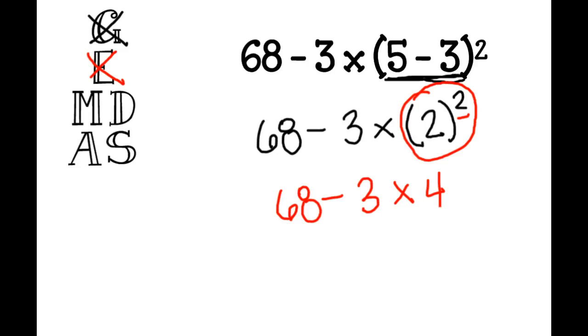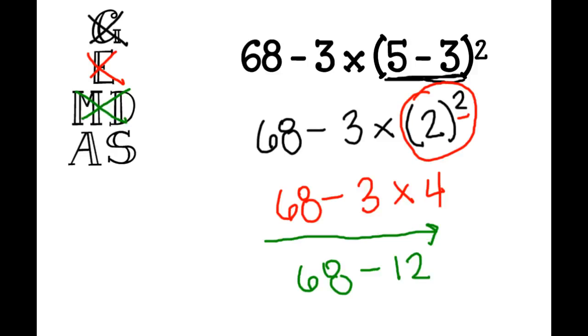Then I look at multiplication and division in order from left to right. And I start on my left side and I go this way. Do I have any multiplication or division? I do. I have 3 times 4, so that's 12. So I have 68. Bring down my subtraction, 68 minus 12. Do I have any more multiplication or division? I do not, so I am finished. And then I do 68 minus 12, which is 56. And I'm done with my problem.